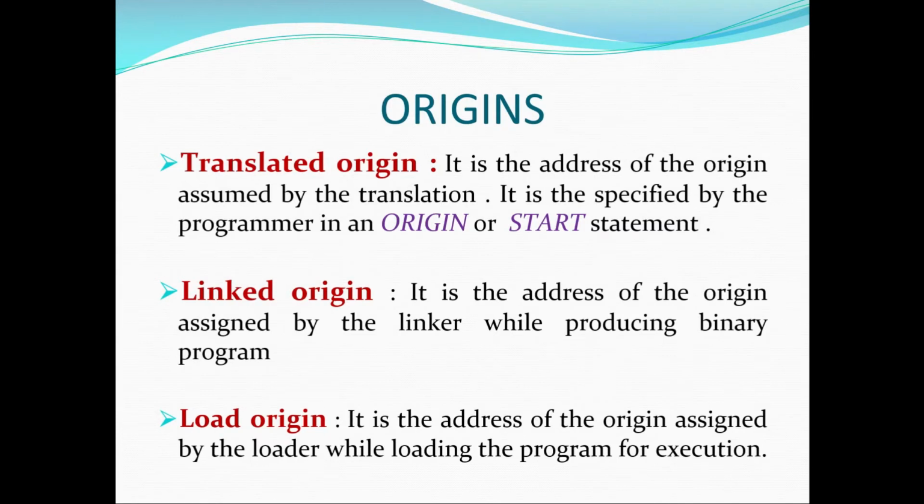As we have different addresses associated with them, we have origins associated with the different stages, that is, translation, linking and loading. When the translation is going on, the origin associated with that is the translated origin. It is basically the address of the origin assumed by the translator. It is specified by the programmer in the form of the origin or the start statement. Second is the linked origin. It is the address of the origin assigned by the linker while producing the binary program. Third is the load origin. It is the address of the origin assigned by the loader while loading the program for execution.